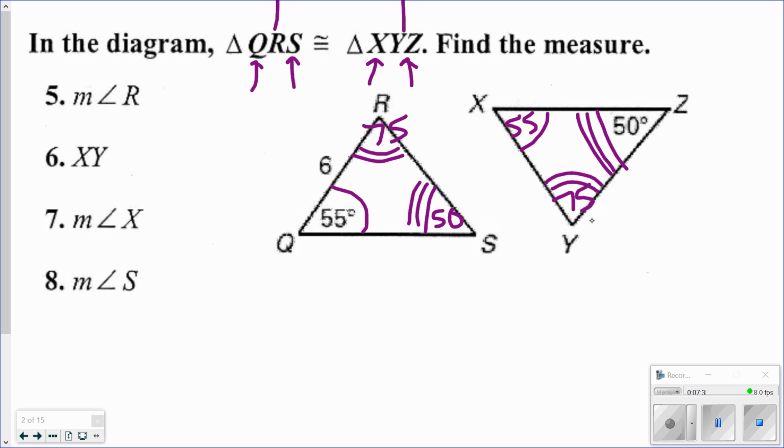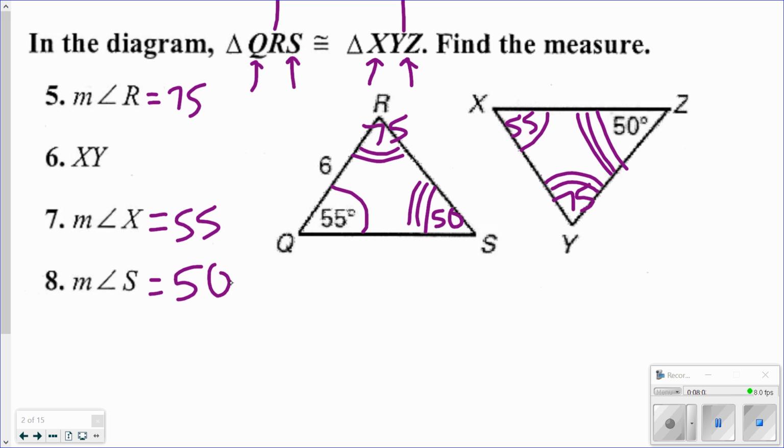All right, so now let's answer our questions. So for number 5, the measure of angle R is equal to, well, if I look at my picture here, I see it's 75 degrees. I'm going to skip 6 for right now, come back to it. Number 7, the measure of angle X. Well, if I look at my diagram, I see that that is equal to 55 degrees. And the measure of angle S, let's look at our diagram, I see that that is 50 degrees.